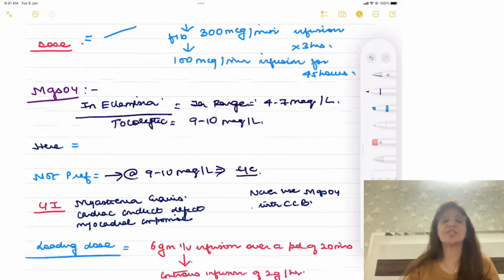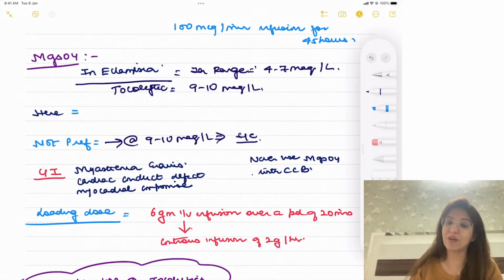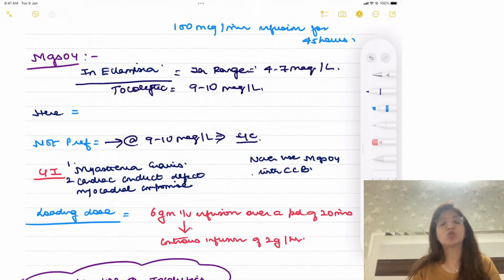Now, what are the conditions in which magnesium sulfate is contraindicated? Number one, it is contraindicated in patients of myasthenia gravis. Number two, in those patients who have cardiac conduction defects. Number three, if they have myocardial compromise or myocardial infarction. These are three very important contraindications of using magnesium sulfate: myasthenia gravis, then cardiac conduction defects, and myocardial compromise. All those patients who have history of myocardial compromise or myocardial infarction.